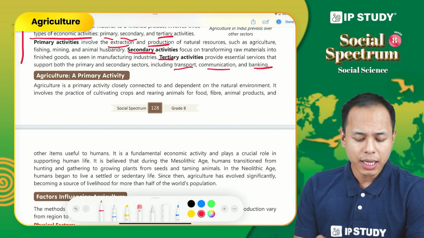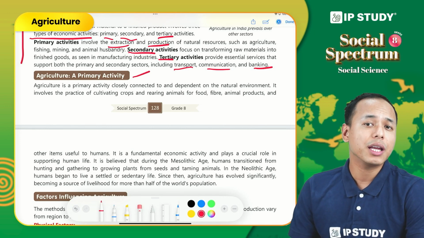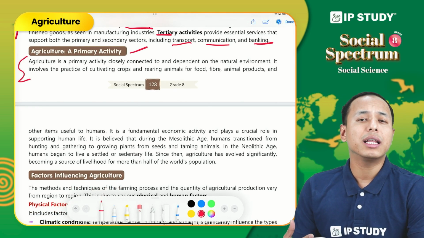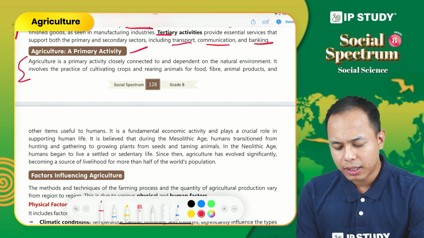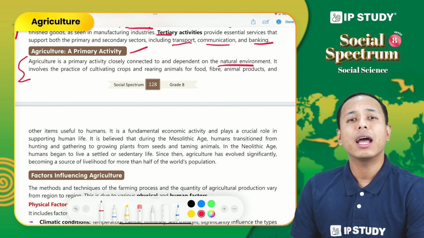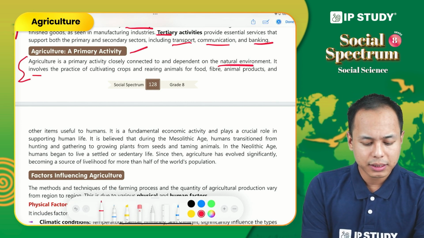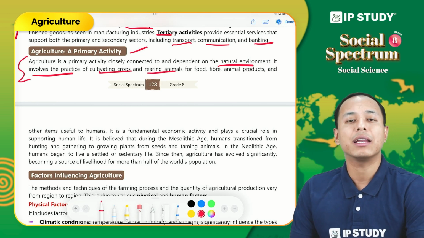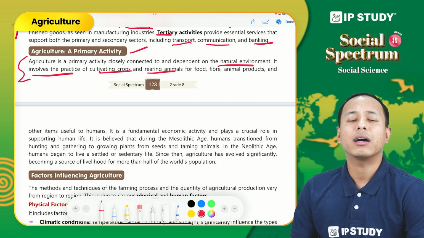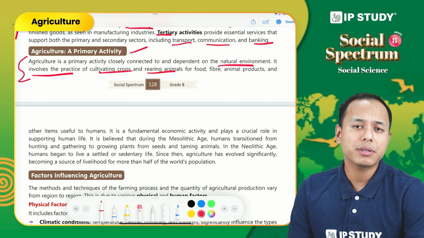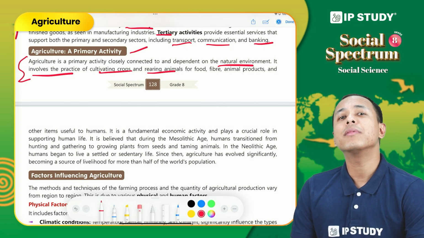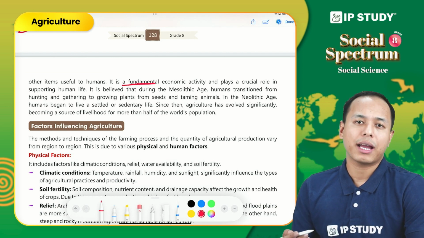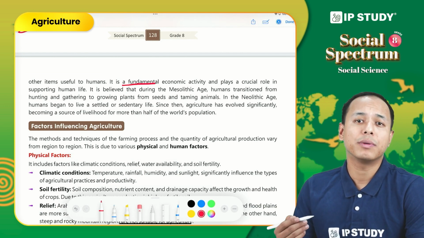So now let us come to the first topic of the chapter, that is agriculture, a primary activity. We already know that agriculture is closely related to and dependent on the natural environment. How is it dependent? Because it involves cultivating crops and rearing animals for food and other products. So it is a fundamental economic activity that helps to sustain human life.